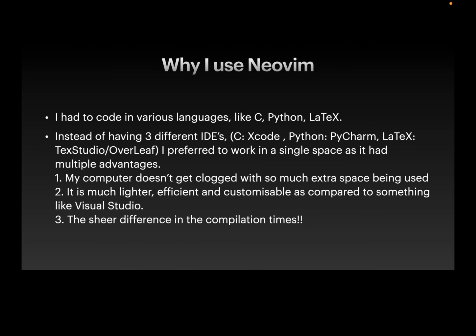So to give you an insight into this, Overleaf, which is an online TeX document compiler, uses about 8 to 9 seconds for the same file. TeXstudio uses 4 to 5, and Neovim used to compile it in less than 2 seconds.